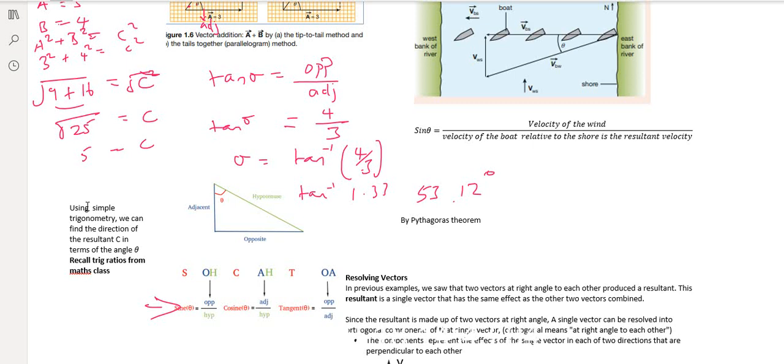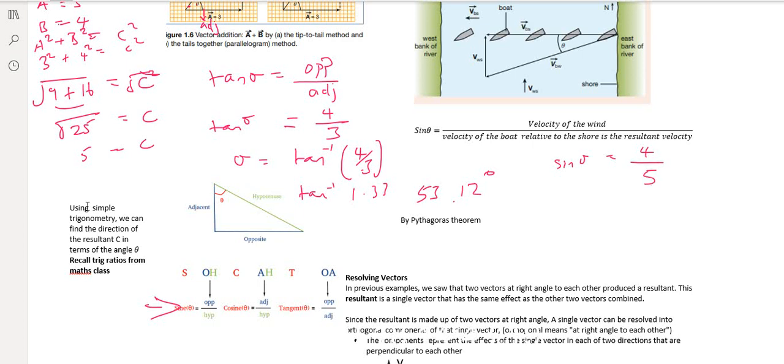Now we could use another trig ratio. We could say opposite over the hypotenuse. So we'd use sine of the angle, just to clarify and to check if it makes sense. We know the opposite as 4 already. We found the hypotenuse to be 5.